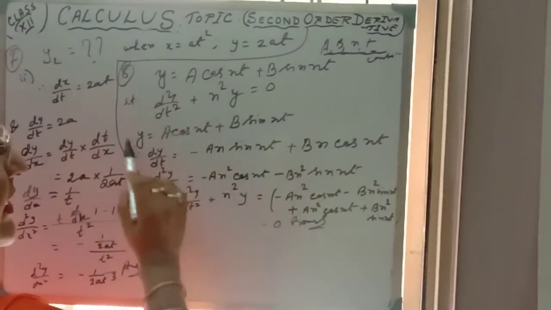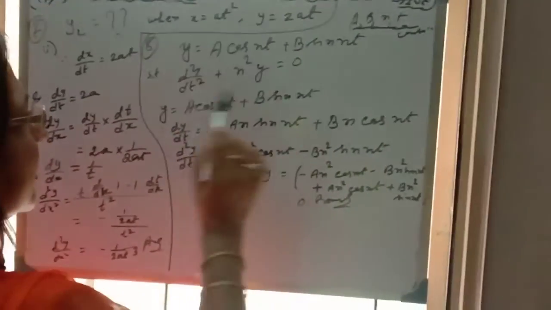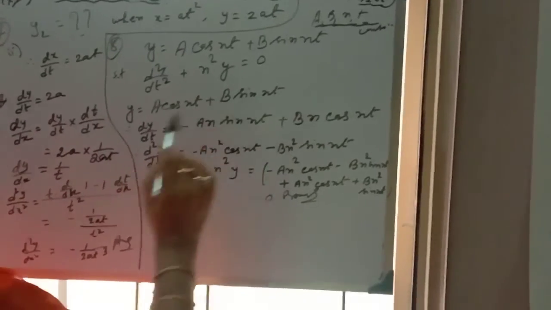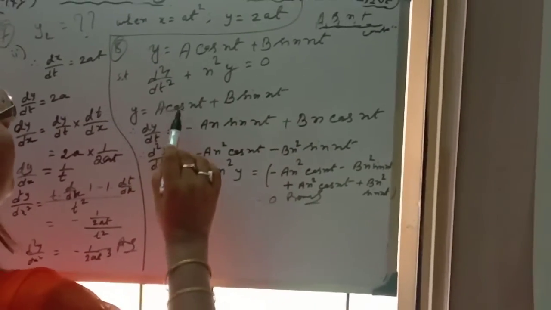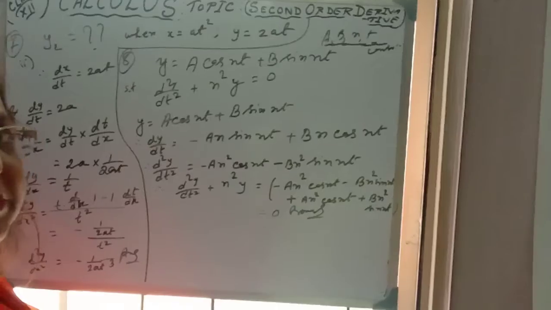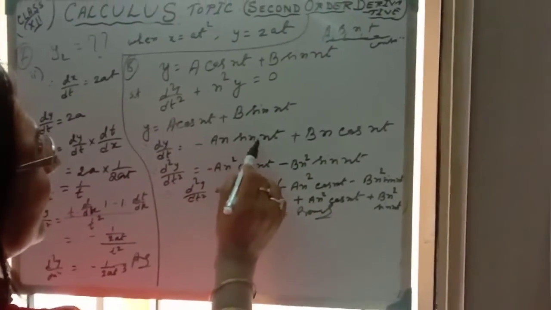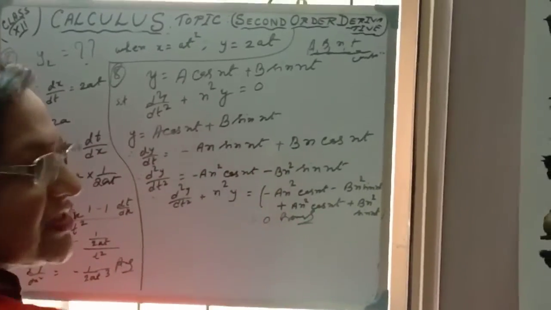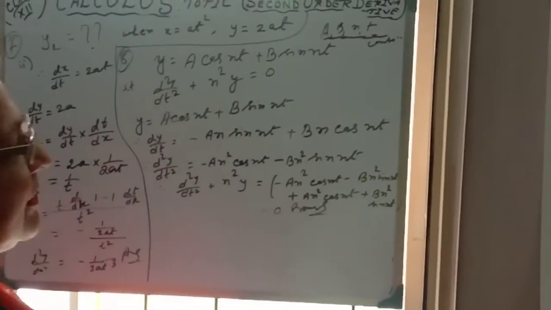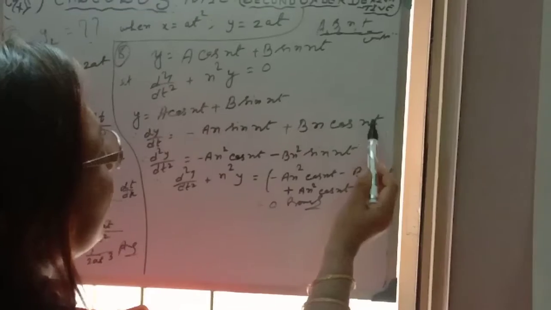Now y is equal to this. Just at first write the given expression. Now find dy/dt from the given expression. Now d/dt of cos nt, we know, is minus n sin nt. So it is coming minus a n sin nt. And d/dt of sin nt is n cos nt. So it is b n cos nt.